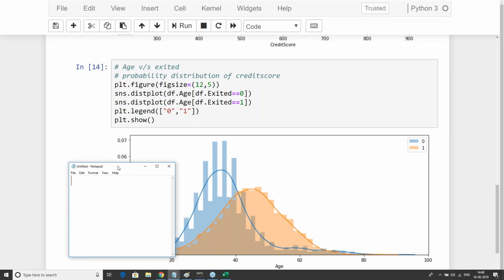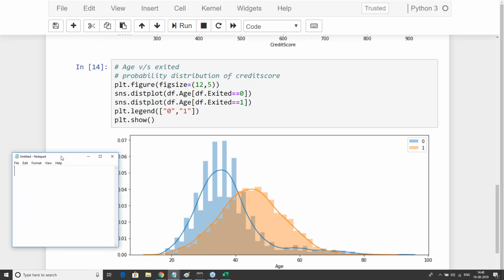So here we can see that on the x-axis we have the ages of all the customers, and the y-axis shows the density of customers leaving and not leaving at different values of age, right? In this case, both probability distributions are not completely overlapping each other. They somewhat unoverlap.